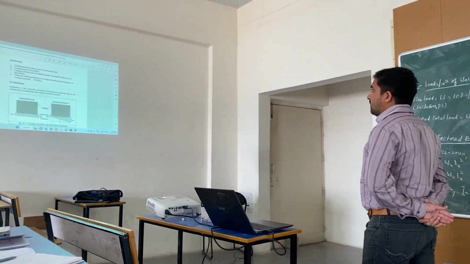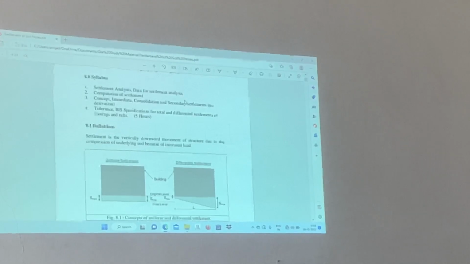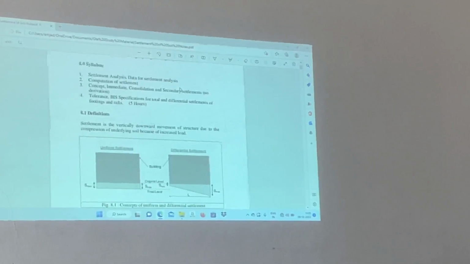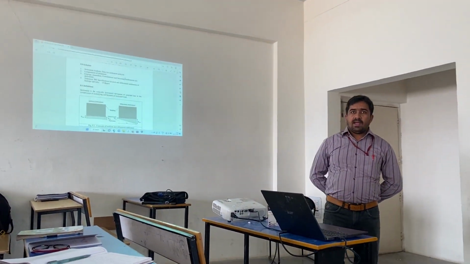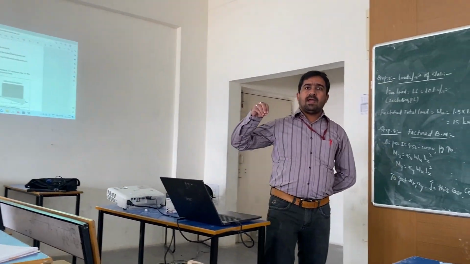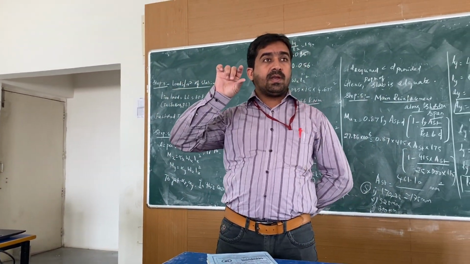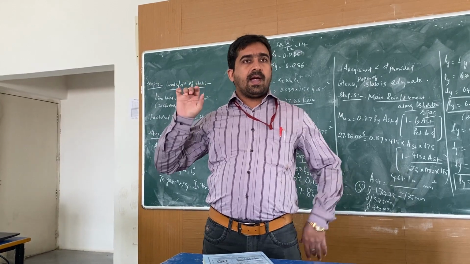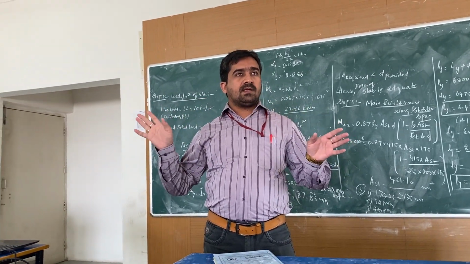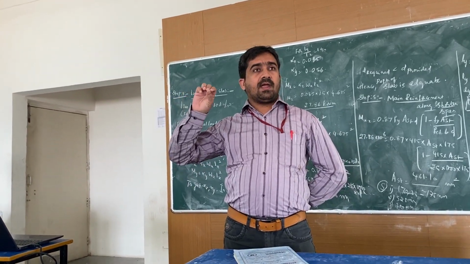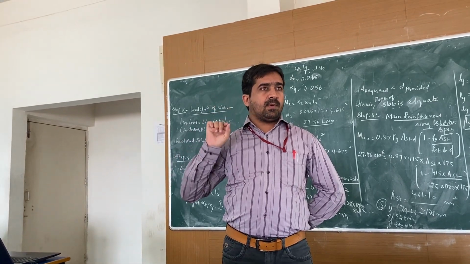Now, coming to the first definition, settlement. Settlement is the vertically downward movement of the structure due to the compression of underlying soil because of increased load. Whenever excessive load acts on a particular soil element, there will be compression of the underlying soil. That soil will be disturbed and displaced, and because of that there will be the phenomenon of settlement.